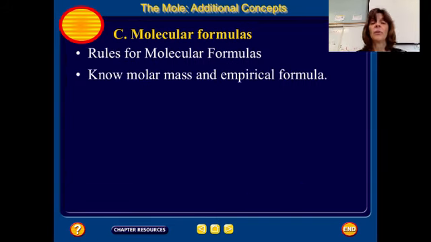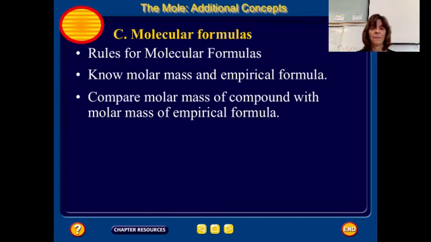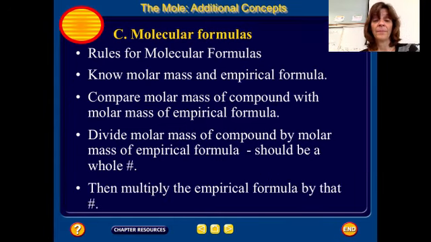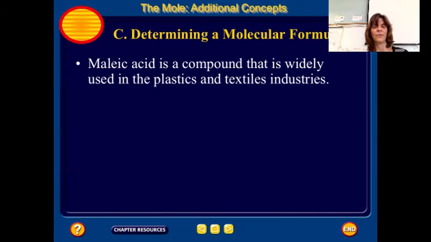So for molecular formula, you're going to know the molar mass and the empirical formula. Compare the molar mass of the compound with the molar mass of the empirical formula. They should be multiples of each other, either the same or some whole number multiple of it. So if you divide the molecular formula mass by the empirical formula mass, you should get a whole number. Then you multiply the empirical formula by that number. It will make more sense with an example, so let's go.